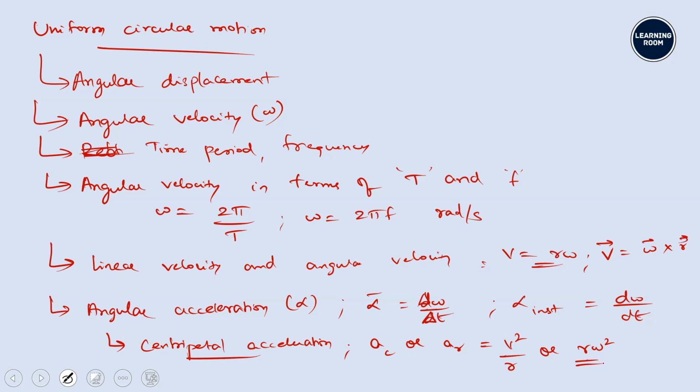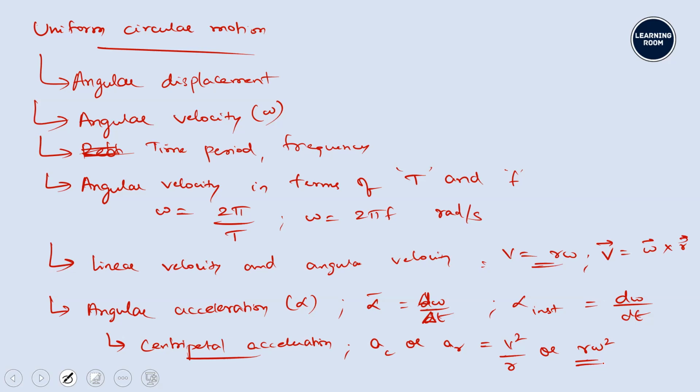Then we went to the procedure of differentiating it. So when you differentiate displacement once with respect to time, you got velocity. Which velocity was it? The tangential velocity. And when you differentiated the tangential velocity, you got the acceleration. And what acceleration was that? That would be centripetal acceleration.